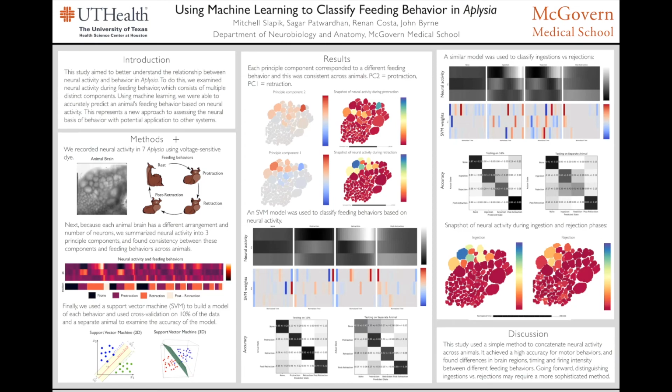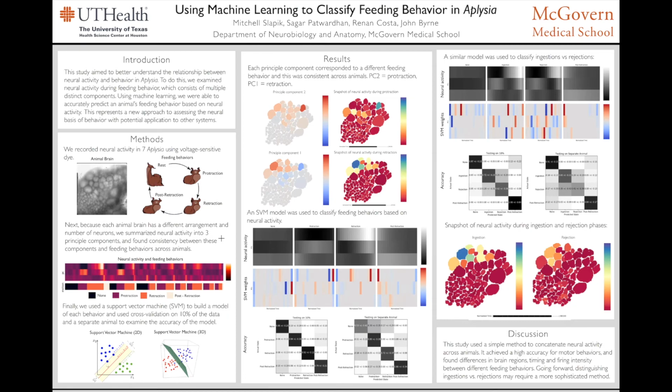Looking at methods, you can see that this feeding behavior consists of multiple distinct parts. Specifically, it has rest, protraction, retraction, and post-retraction. Also, over the course of that whole motion, it can choose to either ingest the food or reject it.